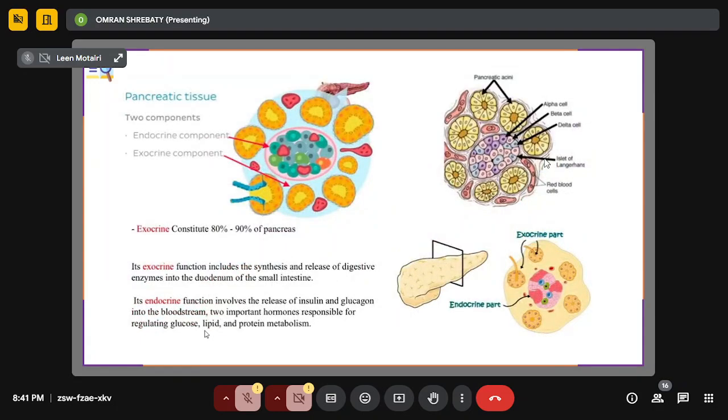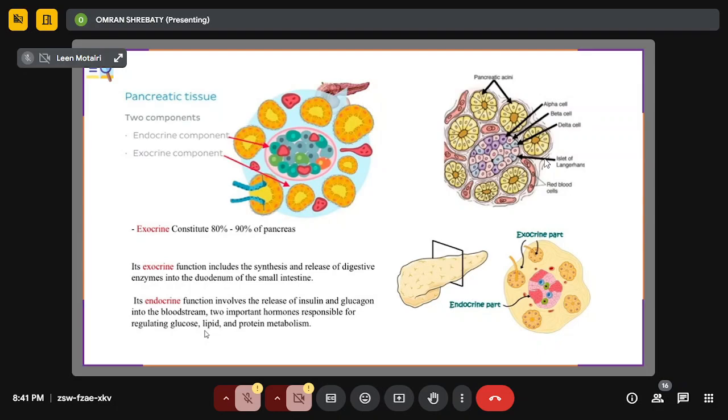Okay, the pancreatic tissue. We are going to go deep to know about the histological features of the pancreas. As we already said, two components, endocrine and exocrine. We should know that the exocrine consists of 80 to 90% of the pancreas, and the exocrine function includes the synthesis and the release of digestive enzymes into the duodenum through the sphincter of Oddi. While the endocrine function involves the release of insulin and glucagon directly into the bloodstream, so there are no ducts.